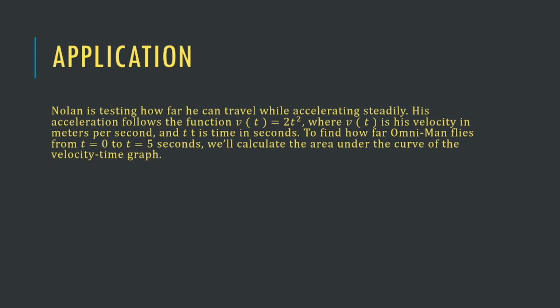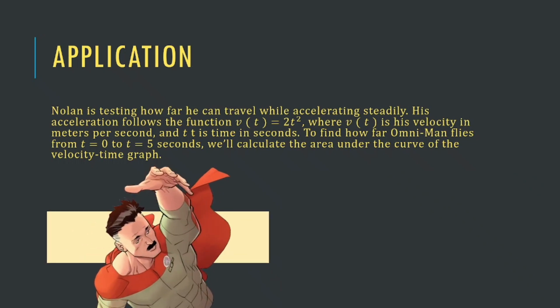Now, for applications, Nolan is testing how far he can travel while accelerating steadily. His acceleration follows the function v(t) is equal to 2t squared, where v(t) is his velocity in meters per second, and t is time in seconds. To find how far Omni-Man flies from t is equals to 0 to t is equals to 5 seconds, we'll calculate the area under the curve of the velocity-time graph. So, that's Nolan. Given that v(t) is equals to 2t squared, find the distance traveled from t is equals to 0 to t is equals to 5.